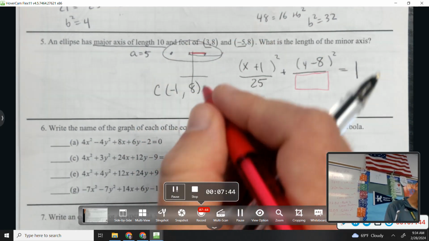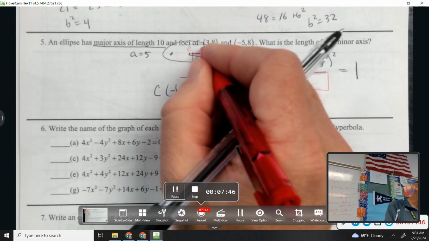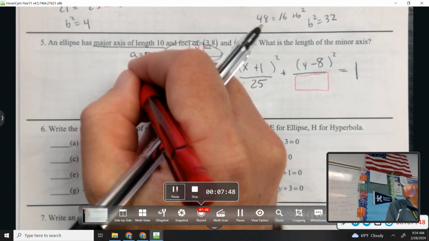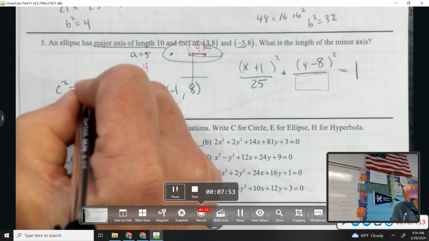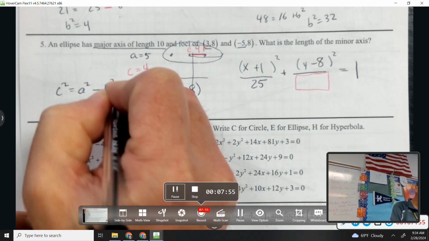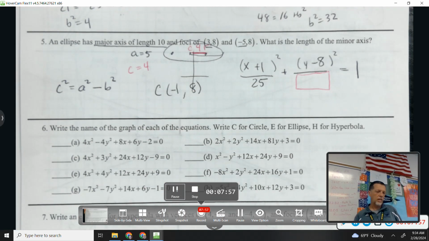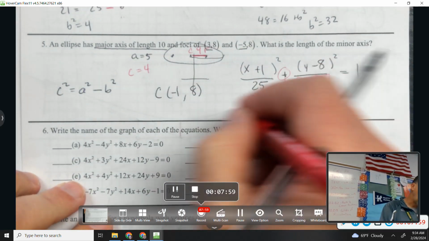That distance from center to focus is 4. So C squared equals A squared minus B squared for an ellipse. Again, I just remember that the sign is opposite of the main sign.